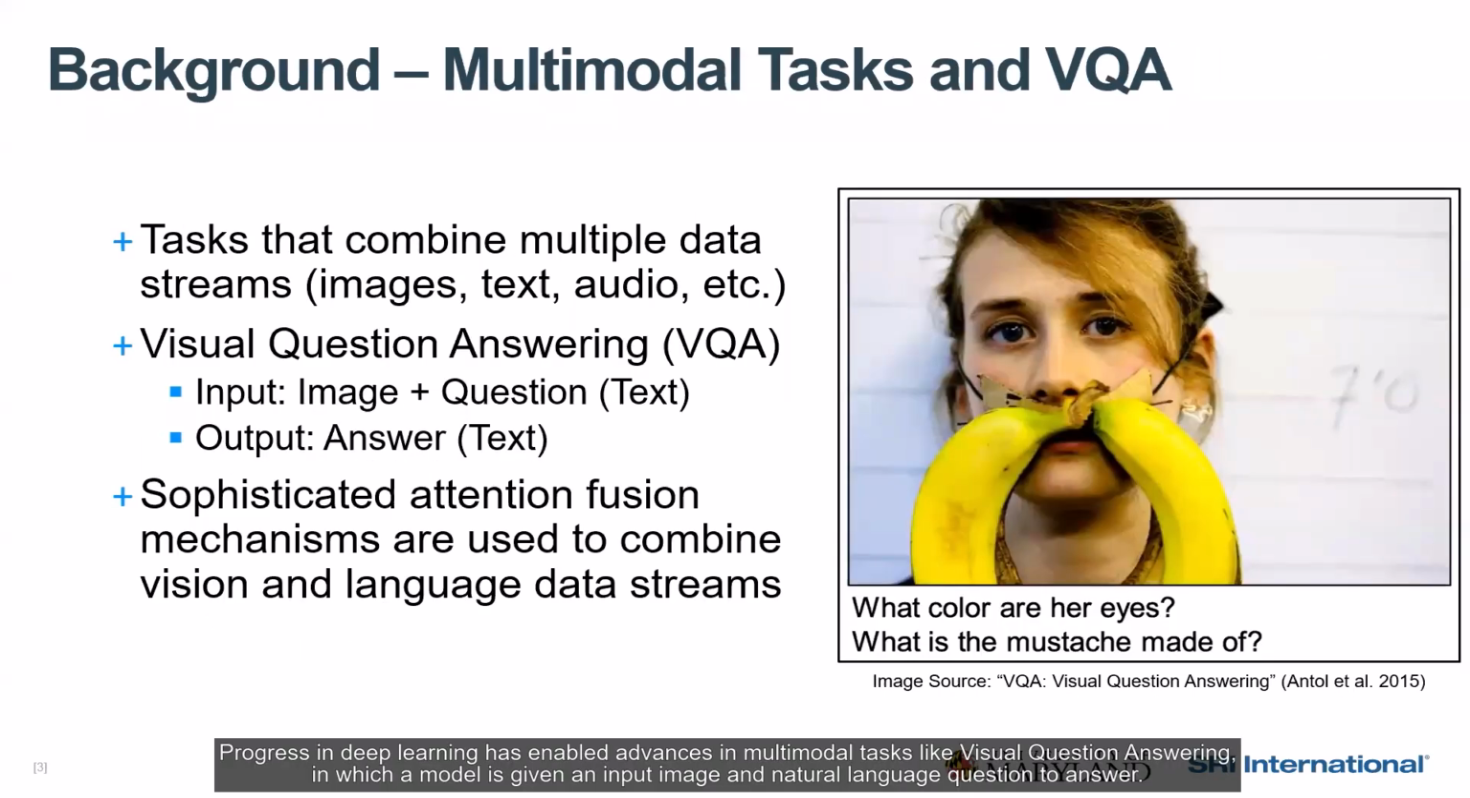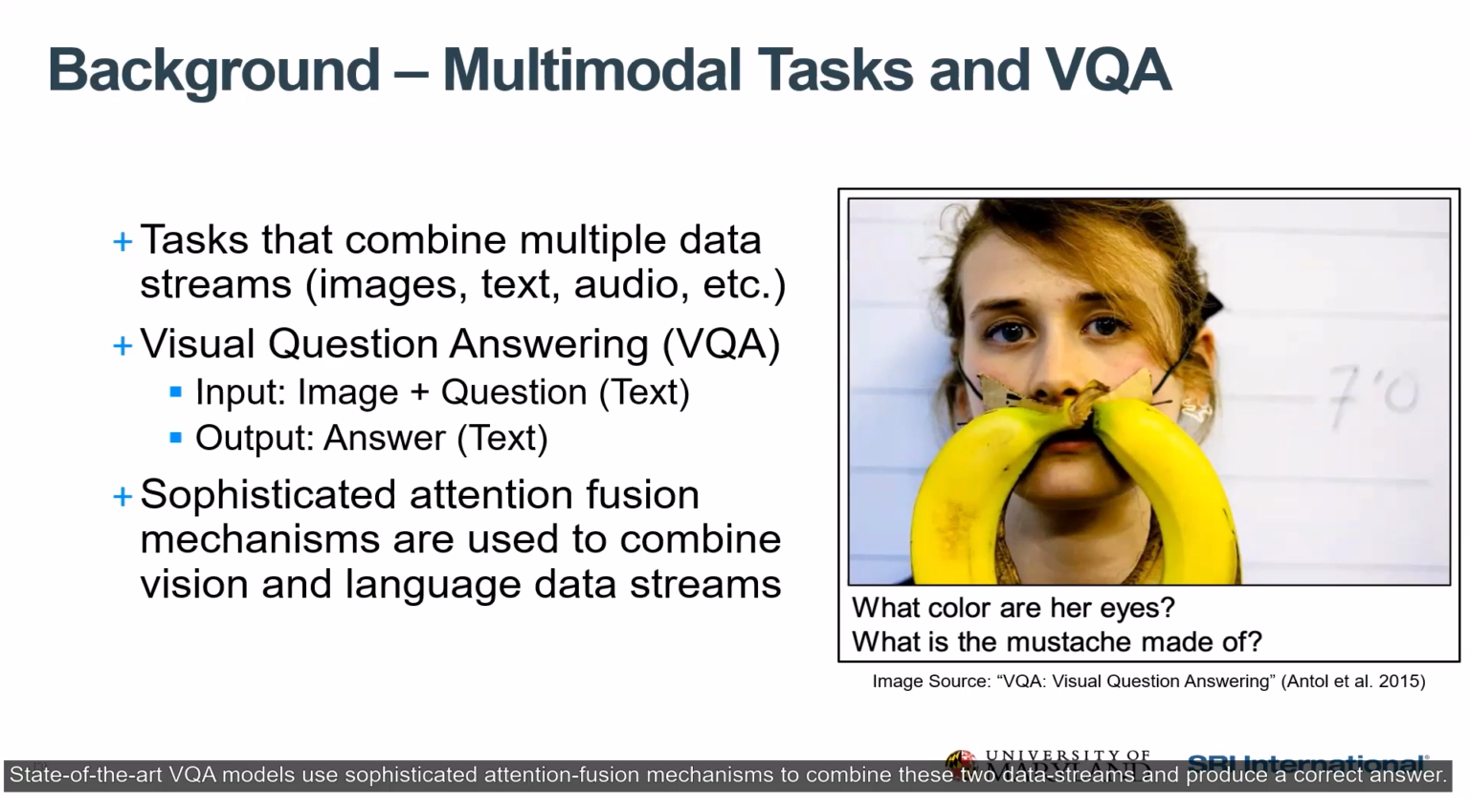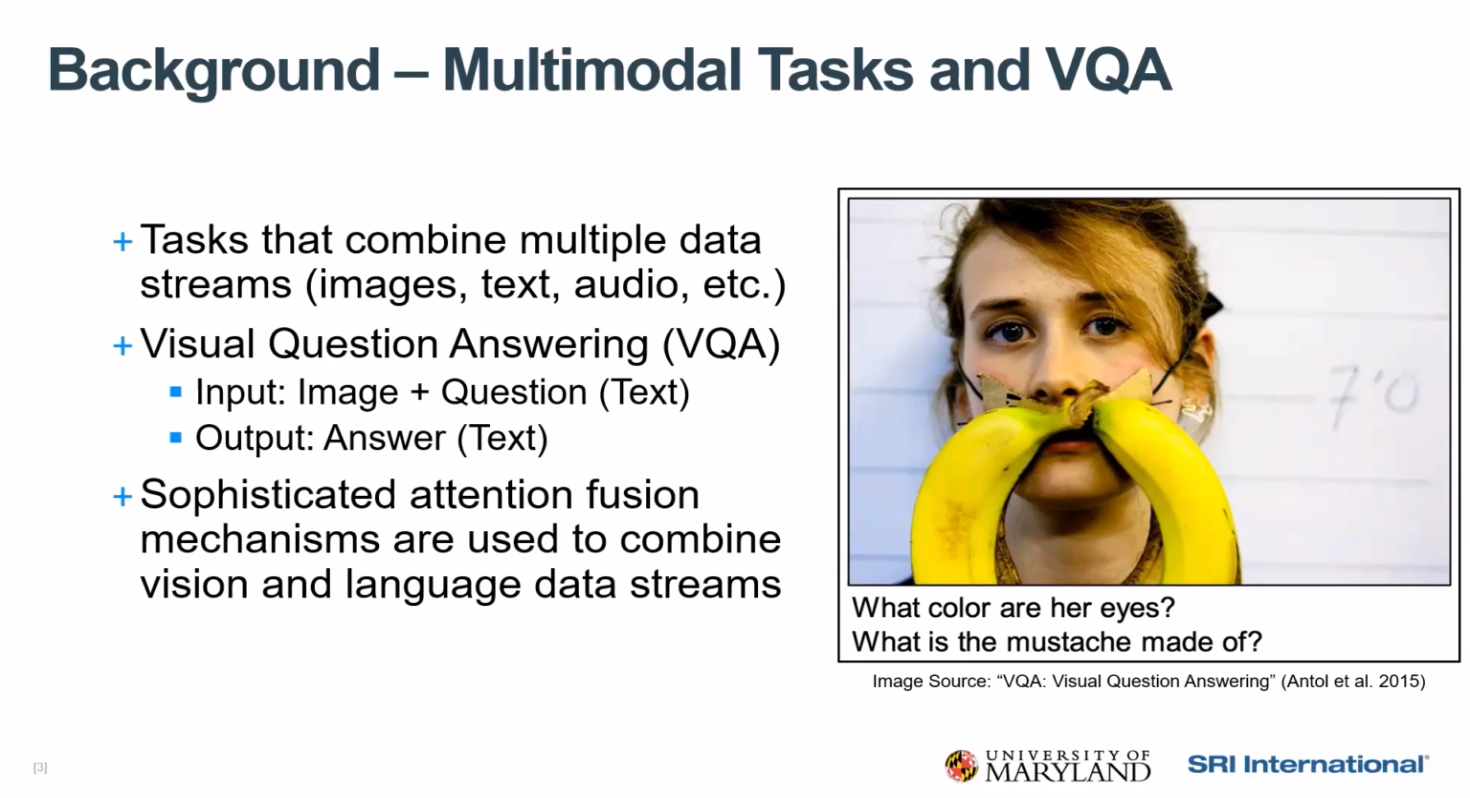Progress in deep learning has enabled advances in multimodal tasks like visual question answering, in which a model is given an input image and natural language question to answer. State-of-the-art VQA models use sophisticated attention fusion mechanisms to combine these two data streams and produce a correct answer.